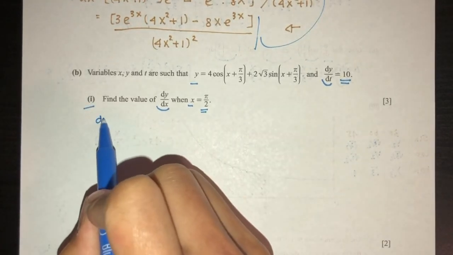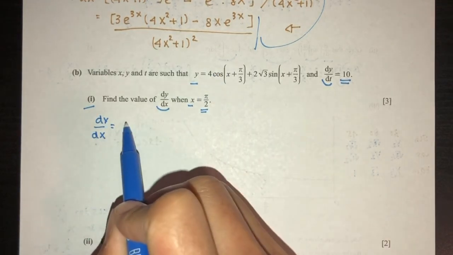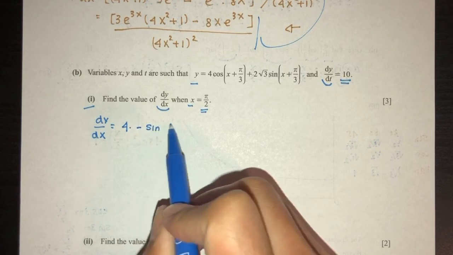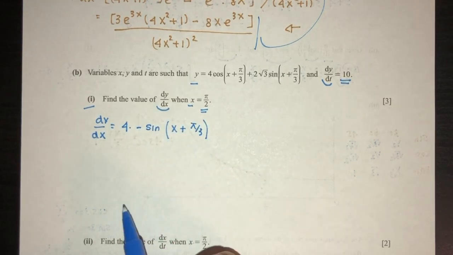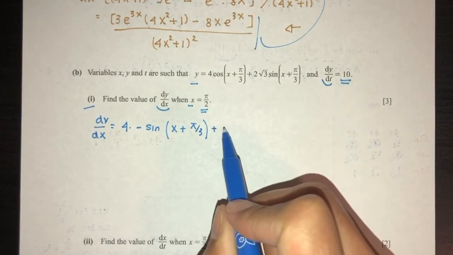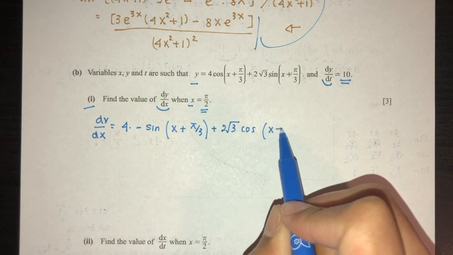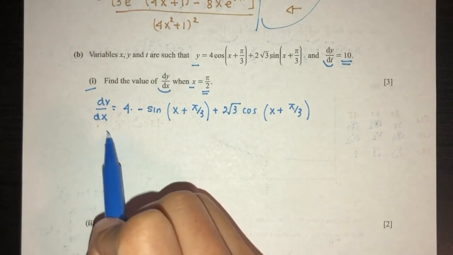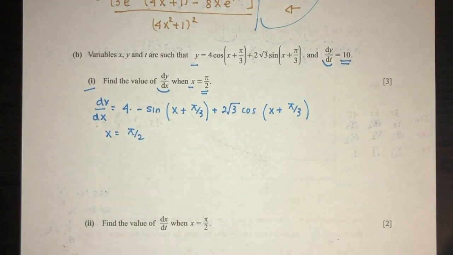So dy by dx, let's find this step by step. 4 is only a multiple. If you differentiate cos, you will get minus sine of the angle, right? And then this will be only a multiple. That will be cos of the angle. So that will be your dy by dx. Now replace the value of x equal to pi by 2. Let's see what we get.